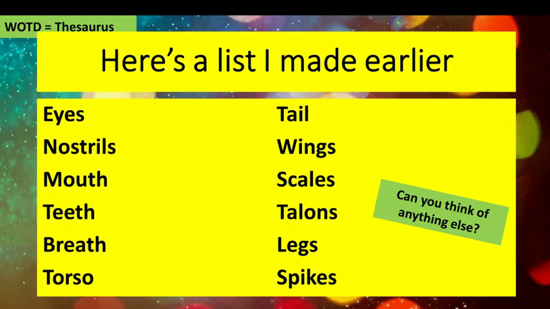So I'm going to look at the eyes, the nostrils, the mouth, the teeth, its breath, its torso, which is its body, its tail, its wings, its scales that line its skin, its talons, which are its claws, its legs, and the spikes that might be all over its body or just on certain parts of it, which I'll leave up to you to decide.